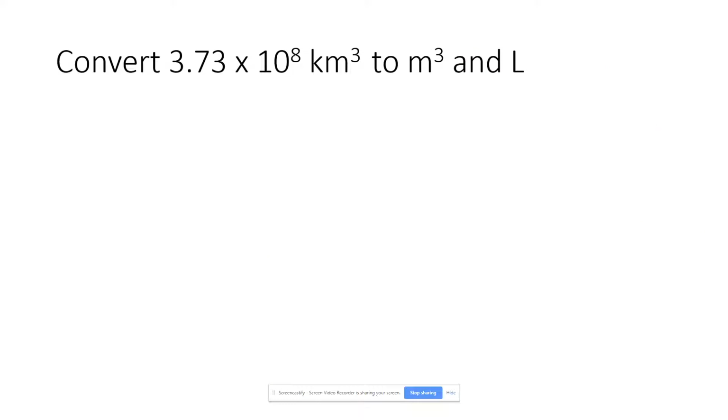All right, moving on. This is a little ugly, and I wish I had a better calculator for this one. But anyway, if you're converting kilometers cubed to meters cubed, so you know we have 3.73 times 10 to the 8th.